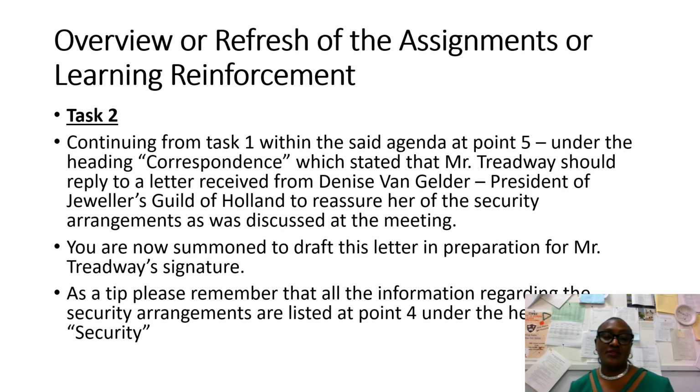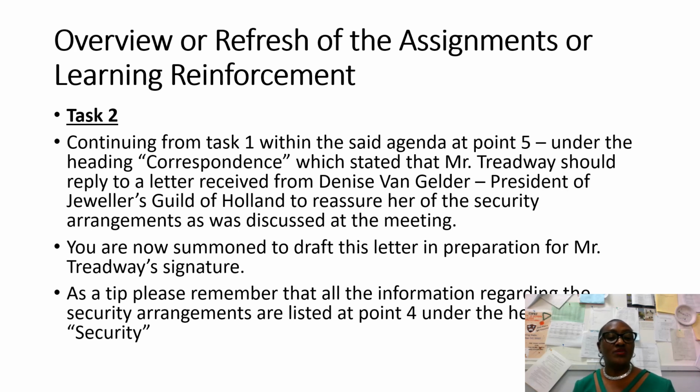Moving on to Task 2. Task 2 relates to the same agenda. At point 5, under the heading Correspondence, it states that Mr. Treadway should reply to a letter received from Denise Van Gelder, President of Jewelers Guild of Holland, to reassure her of the security arrangements as was discussed at the meeting.